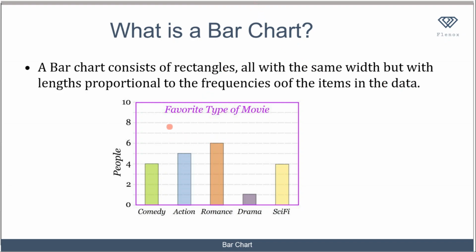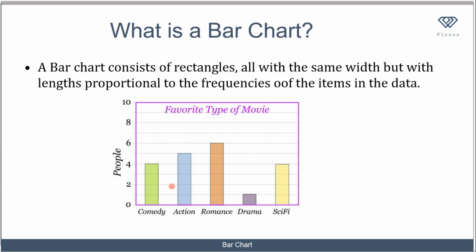Now let's take a look at this bar chart which shows the favorite type of movies. So here we have the type of movies: comedy, action, romance, drama and sci-fi. And in the vertical axis we have the number of people that have these types of movie as their favorite movies. So what information can we glean from this bar chart? We can tell the number of people that like a particular type of movie. So if you ask how many people like comedy, we can see from here that we have comedy. So we can see that 4 people like comedy.